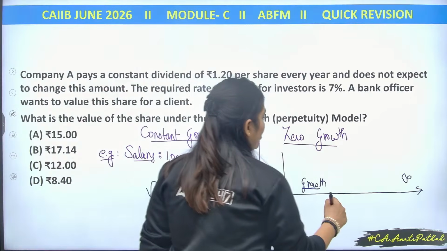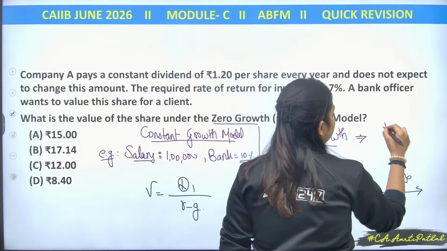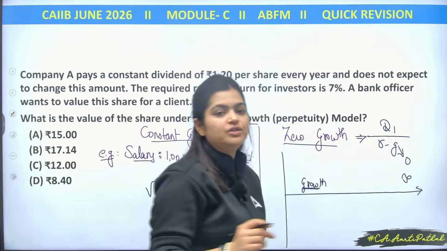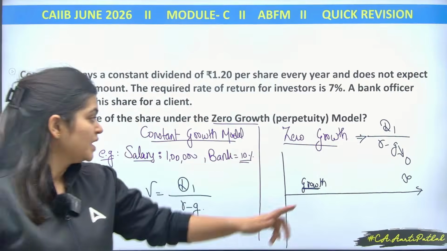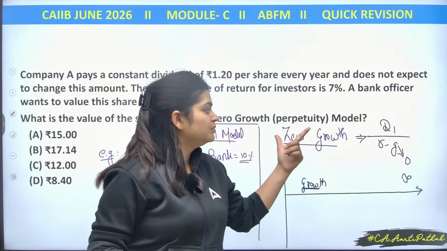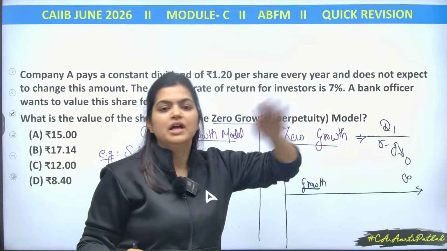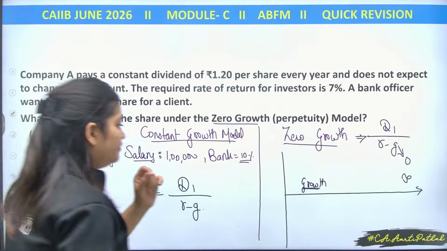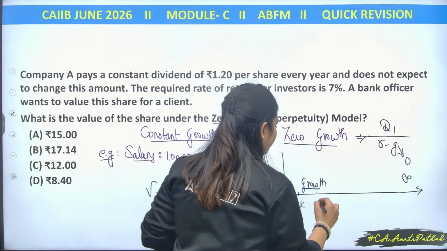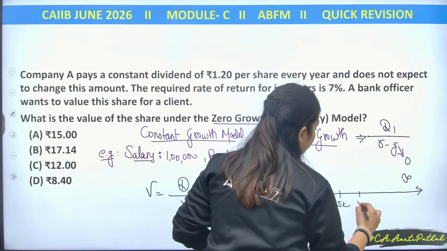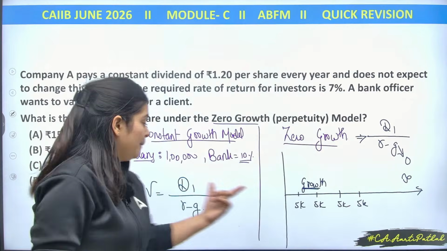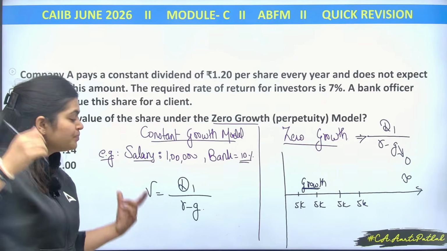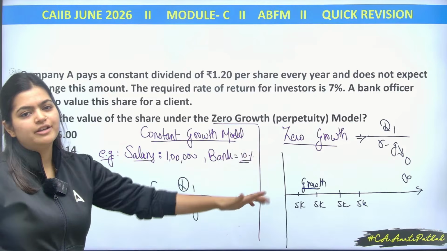But with the same formula, if you apply zero growth, D1 divided by R minus G. But remember, zero growth means your growth will always be zero. You don't see any growth in your zero growth model. Zero growth, no growth, constant dividend, same dividend. If you are getting 5,000 in year 1, till infinite period you will get only 5,000 in your valuation. That is constant. But here you have observed first year 10,000, 11,000, then 21,000, whatever it is, it will increase the valuation. That is the difference between these two.